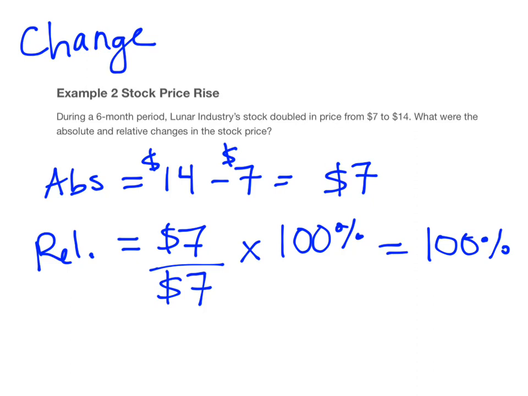And it would also be correct to say that the price increased by 100%. All right, so notice here, doubling is the same as increasing by 100%, and we'll talk about why that is in just a minute.